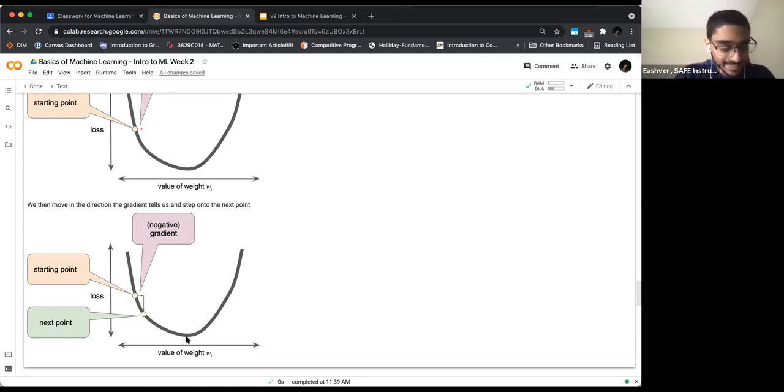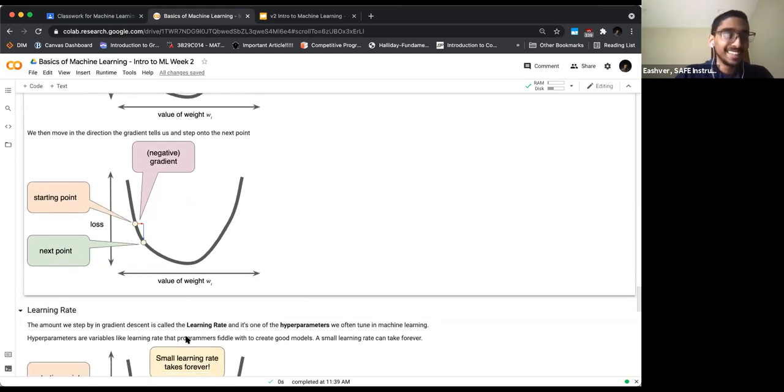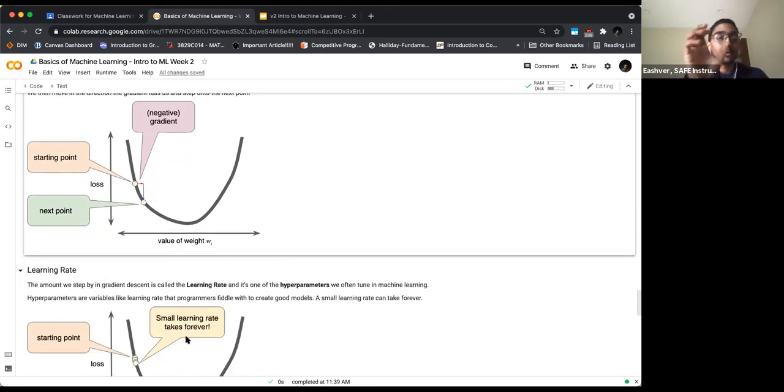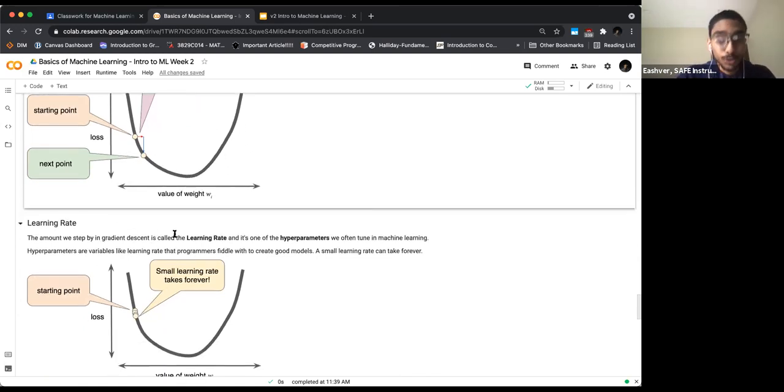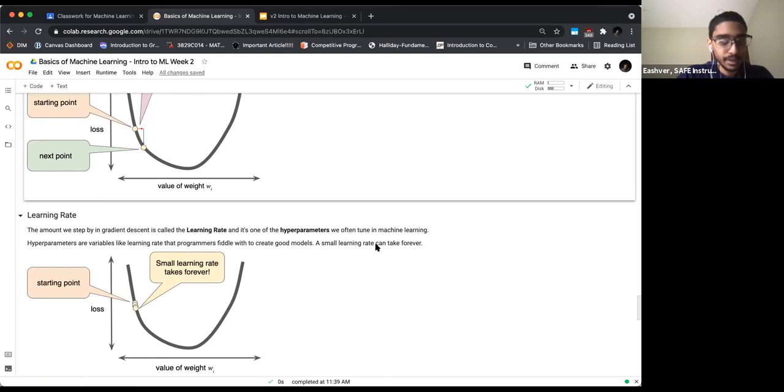The next key idea is the amount we step by. This is called our learning rate, and it's called a hyperparameter, something that we tune in machine learning. Hyperparameters are variables that programmers fiddle with to create good models. A small learning rate can take forever. Like we step really small, and it might take us 1,000 steps to reach the bottom. But we'll reach there eventually, right? It just might take a really long time.